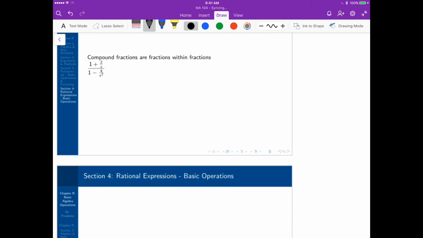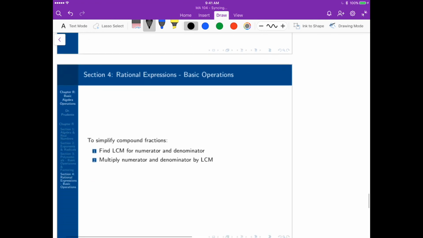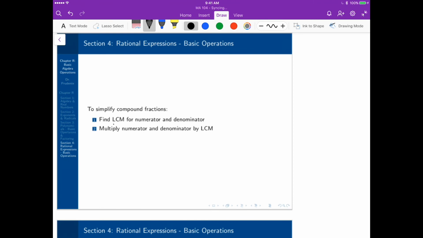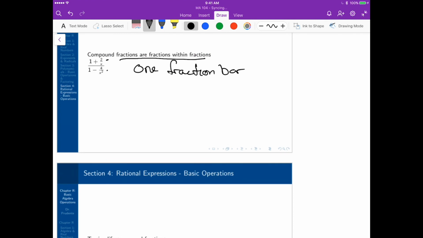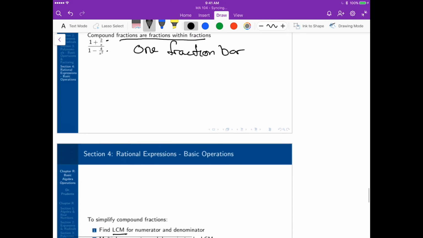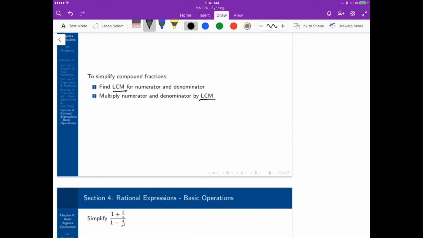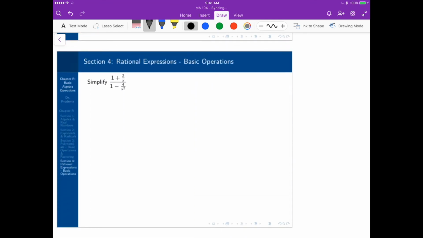But now let's work on dealing with something a little bit different. We want to try and simplify something where we have fractions within fractions, right? We call them compound fractions. And the whole goal is we just want one fraction bar. And so we're going to have to simplify this. So how do we simplify this? We do that LCM, that least common multiple, least common denominator, twice. We have to do one for the numerator, find one for the denominator, and then take the biggest one and find that. So here's what we'll do.